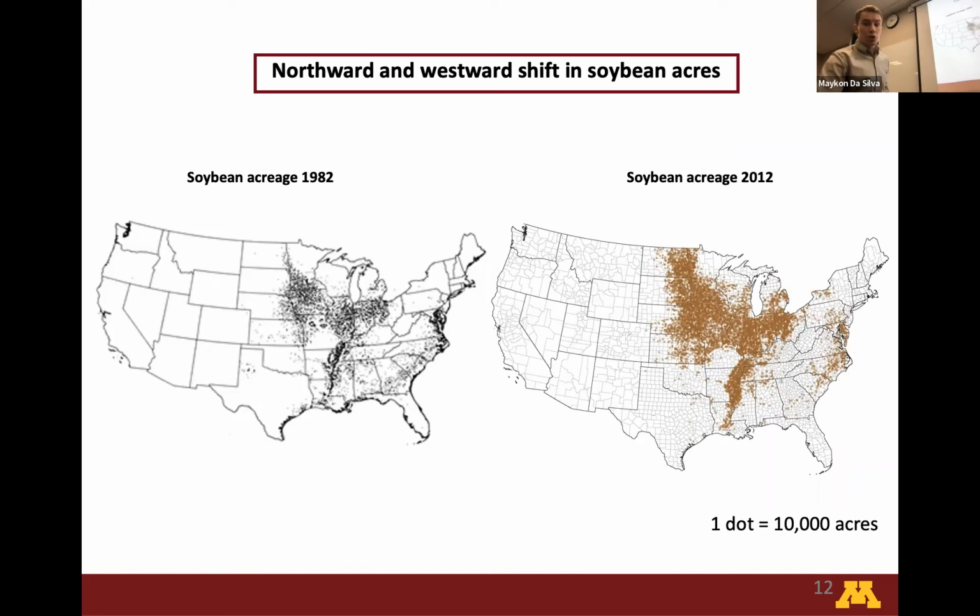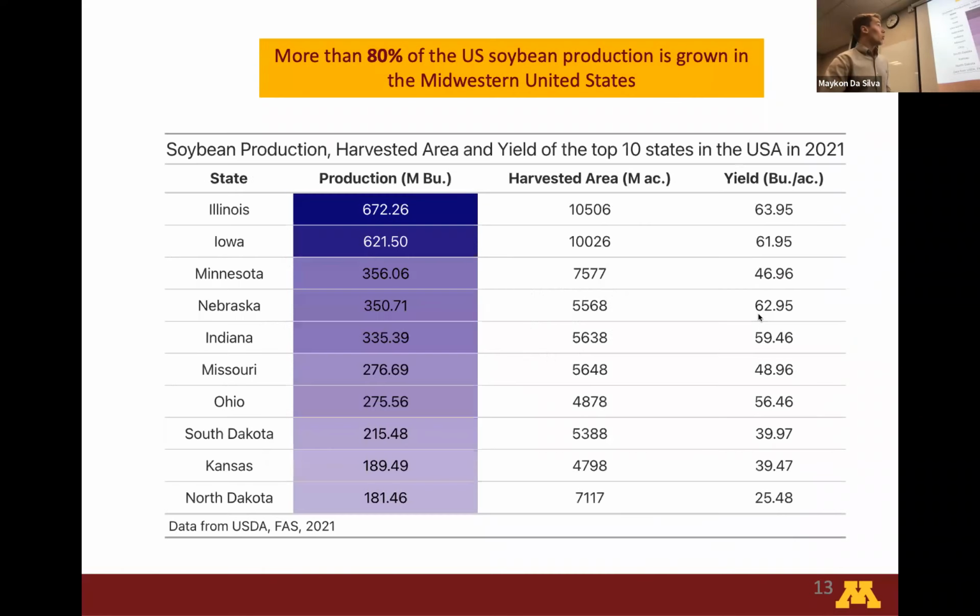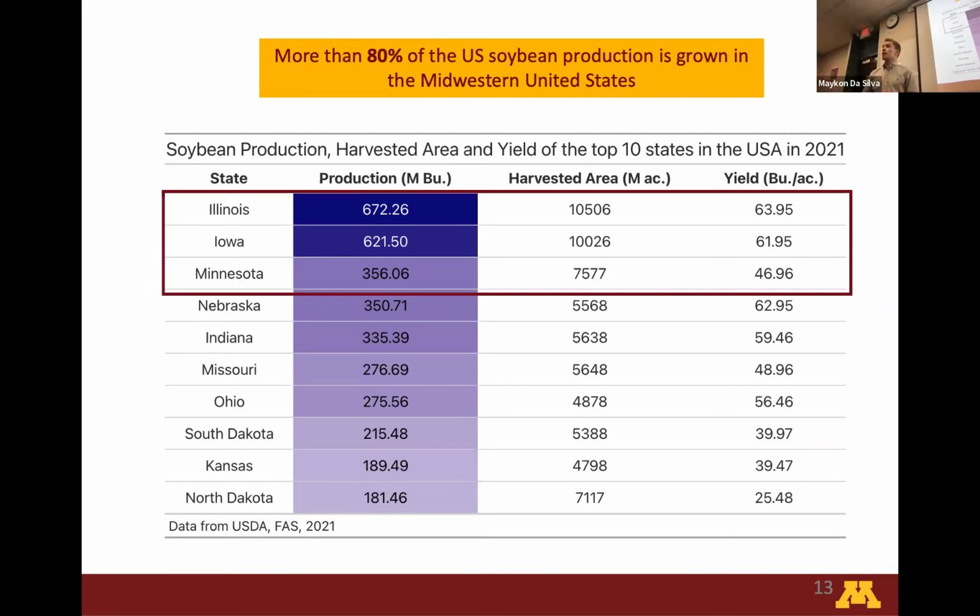As we can see in these two figures here, currently soybeans are grown in regions where they weren't before, such as North Dakota, South Dakota, even more in northern Minnesota, western Nebraska, and western Kansas, and even Wisconsin and Michigan here. And how important was this shift in soybean acreage? Well, currently, more than 80% of the US soybean production is grown in the Midwestern United States. And Illinois, Iowa, and Minnesota are the top 3 soybean producing states in the country.